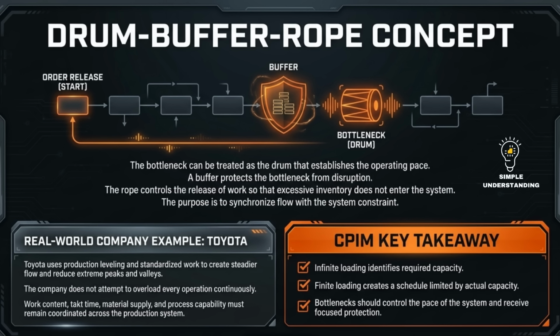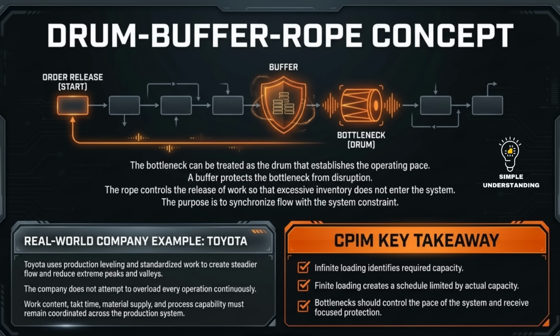Real-world company example, Toyota. Toyota uses production leveling and standardized work to create steadier flow and reduce extreme peaks and valleys. The company does not attempt to overload every operation continuously. Work content, takt time, material supply, and process capability must remain coordinated across the production system. CPIM key takeaway. Infinite loading identifies required capacity. Finite loading creates a schedule limited by actual capacity.